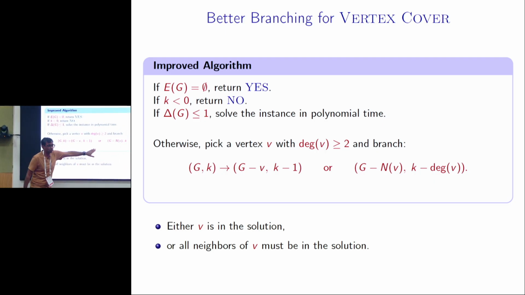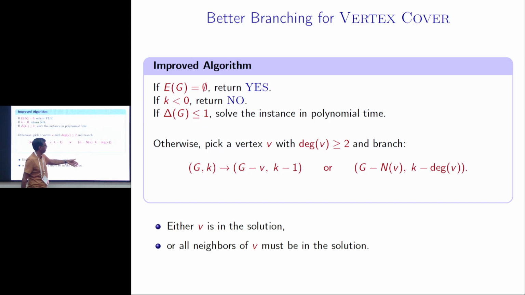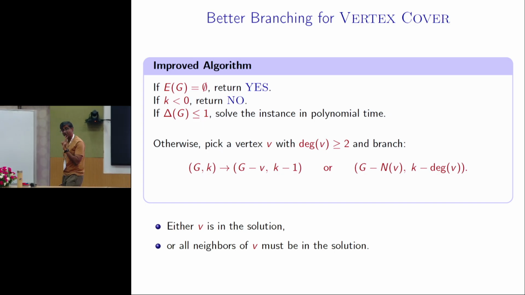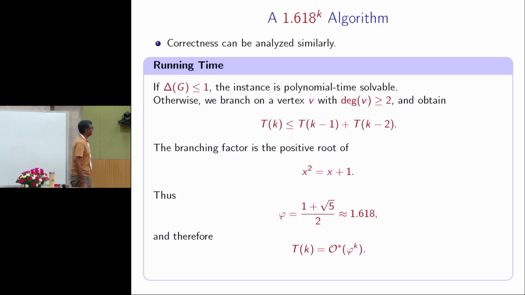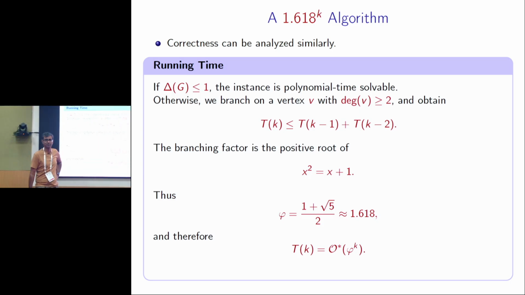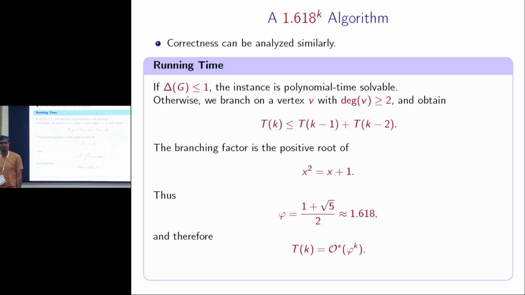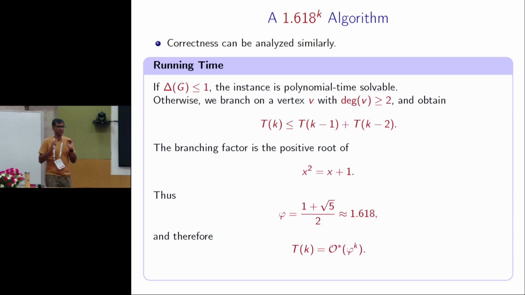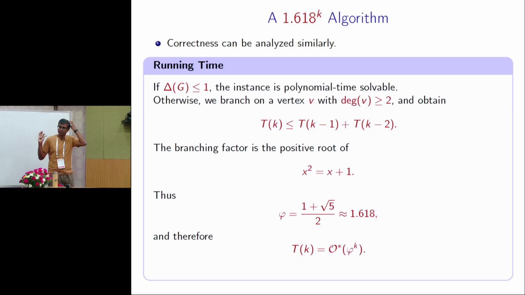So this is my algorithm. Now my algorithm takes G comma k. In one branch, my budget drops by 1, to k minus 1. In the other, the budget drops by as much as the degree, but at least 2, because the vertex that I'm branching on has degree at least 2. Now, if you write the recurrence, does it remind you of some recurrence? Fibonacci recurrence, right? So this solves to 1.618, right? So from 2 to the power k, we immediately went to 1.618 to the power k. So these are the 2 algorithms that you need to remember throughout this talk, and that's it, okay?